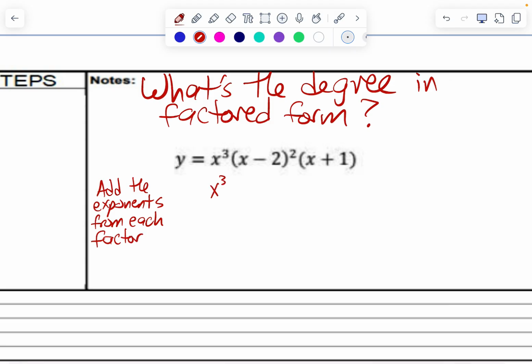So this is x cubed. Let me write an arrow real quick. That one is x cubed. This one is x what? The second one. X squared. This one is x into the first power. If we don't have an actual exponent, it's to the first power. Okay, so if we add the exponents, what do we get? X to the sixth. So this is a sixth degree.